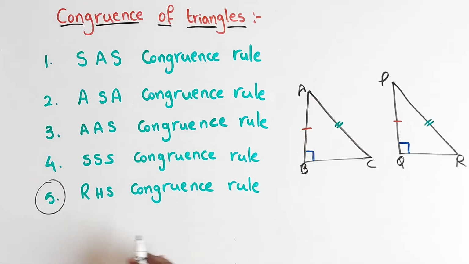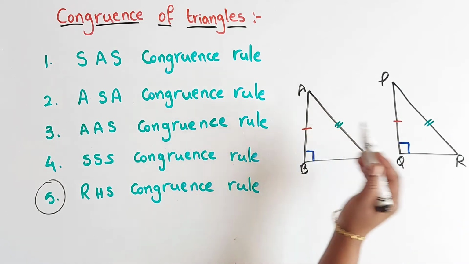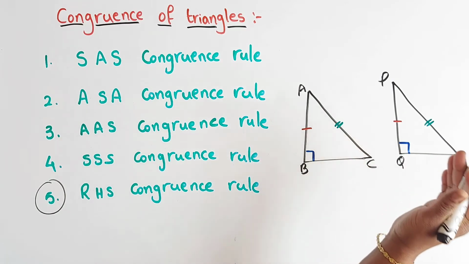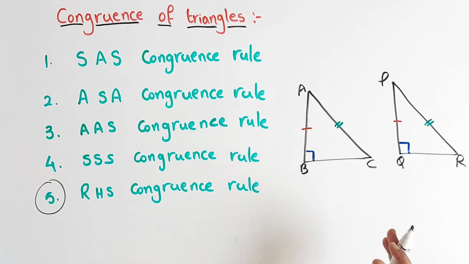Now see RHS congruence rule, children. What is R, what is H and what is S here? R means right angle. H means hypotenuse. S means side, children. Right? Right angle, hypotenuse and side. If in two right angle triangles, the hypotenuse and one side of one triangle are equal to the hypotenuse and one side of the other triangle, then the two triangles are said to be congruent.